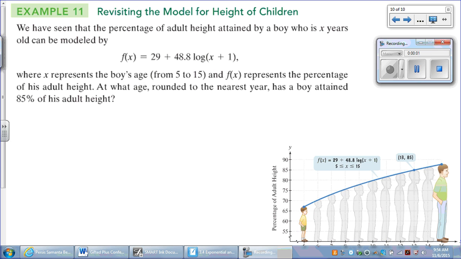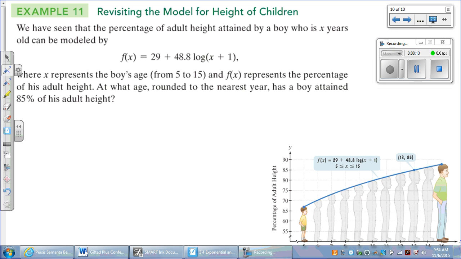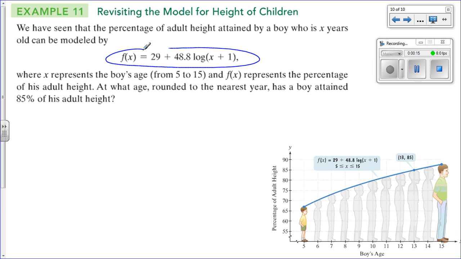This video will cover the last example from section 3.4, which is example 11. What we're going to do here is solve a problem that involves a logarithmic equation. And the equation you can see it here. I don't know if you guys remember, but we solved something like that. I believe it was in section 3.2.